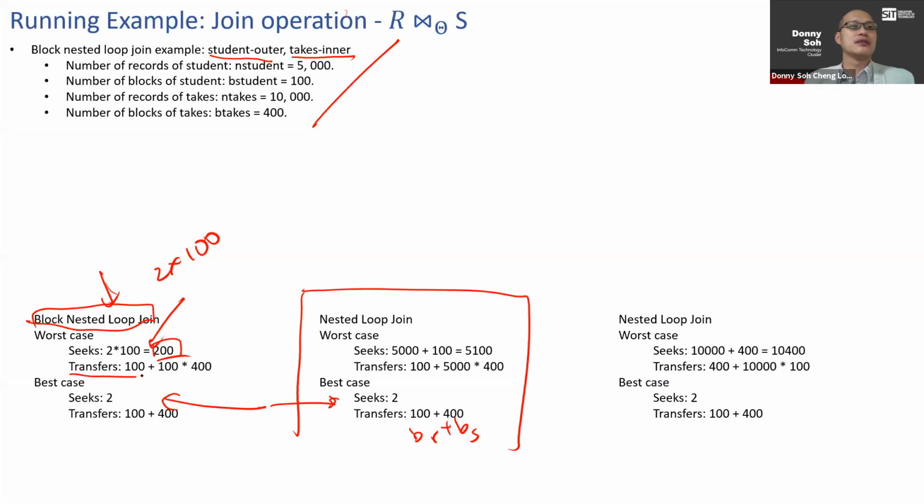And the number of transfers is equal to the number of blocks in my outer loop, plus the number of blocks in my outer loop times the number of blocks in my inner loop, which is how I get this number over here.